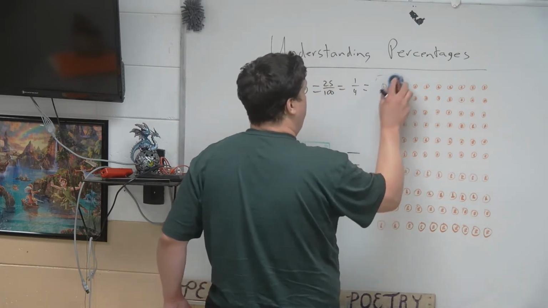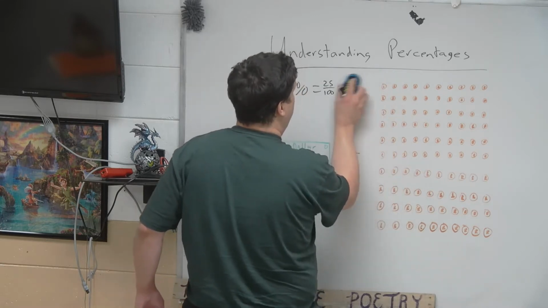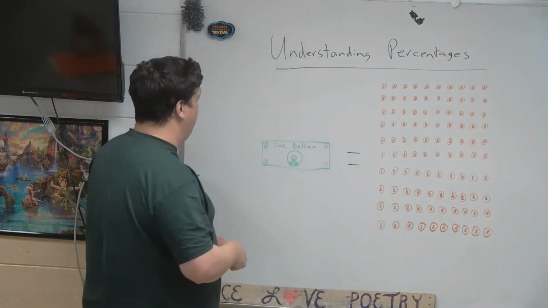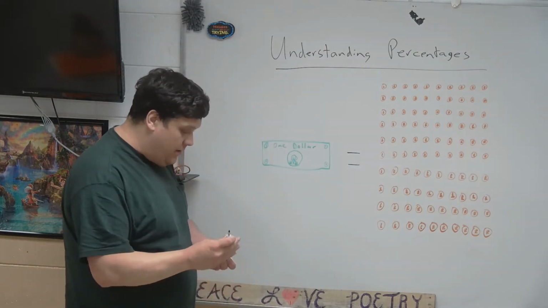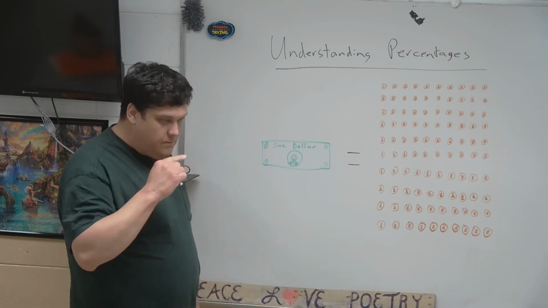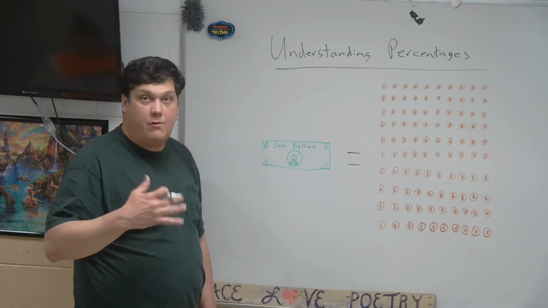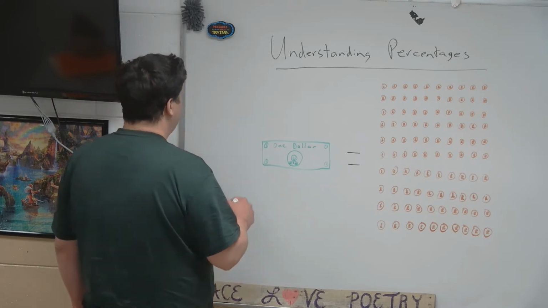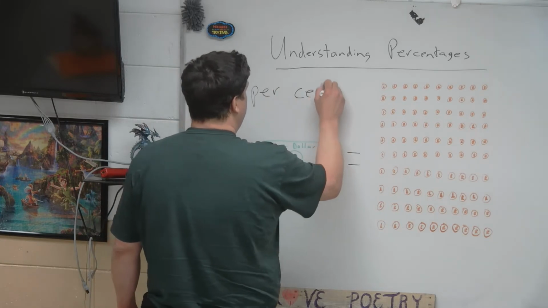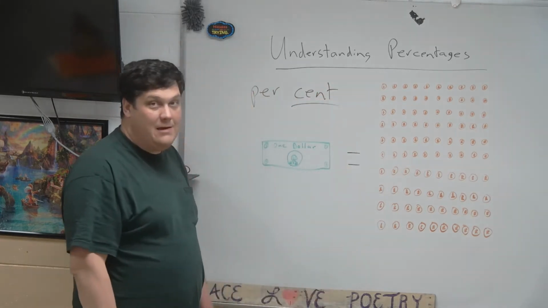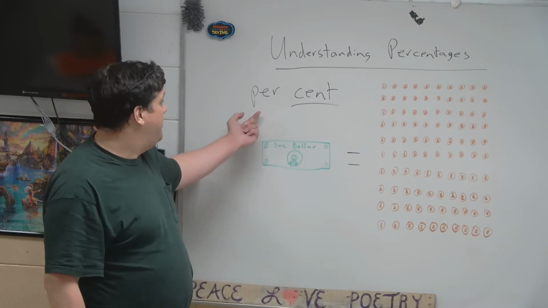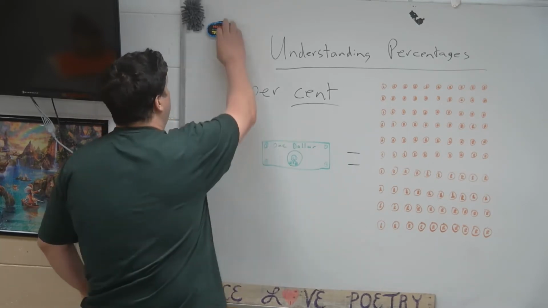Very careful on my pennies. Guess I'll leave the dollar there for now. But yeah, when we talk about percentages, we're talking about parts out of 100, equal parts. Per cent, cent being Latin for 100, per means for every or for each. So many per every 100.